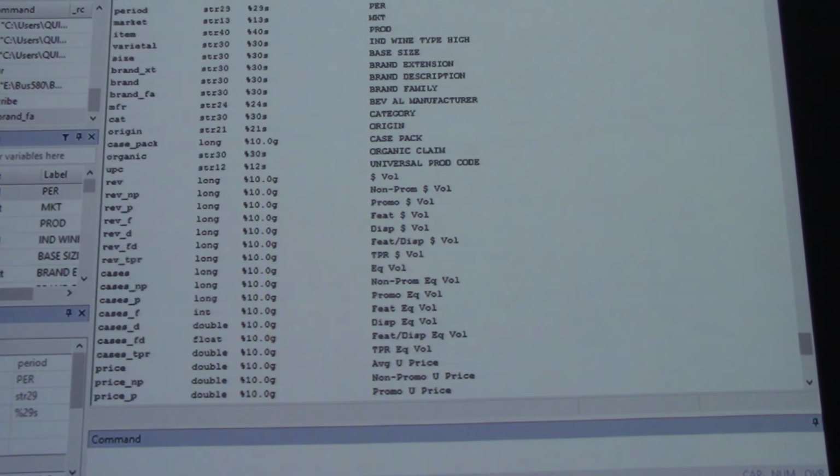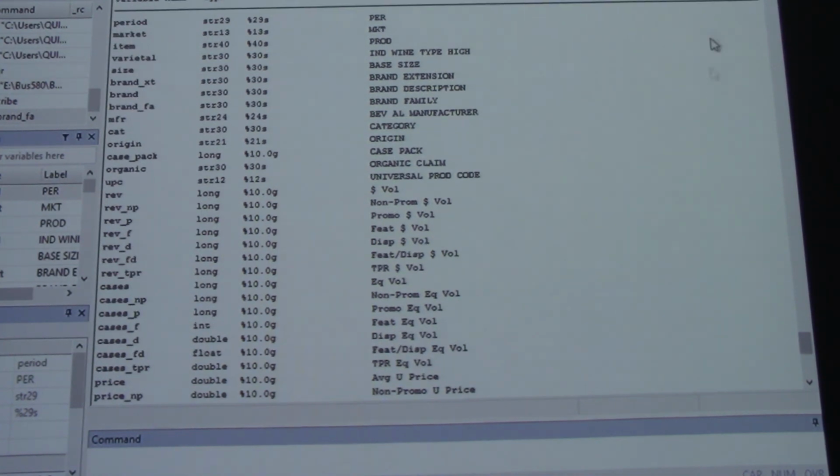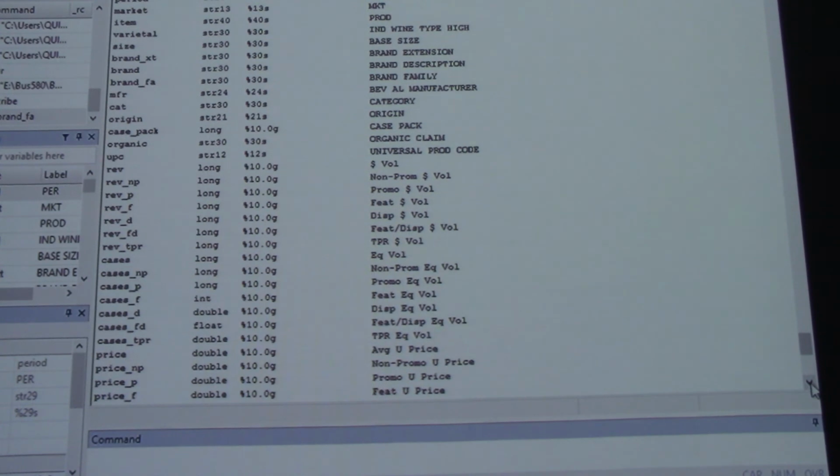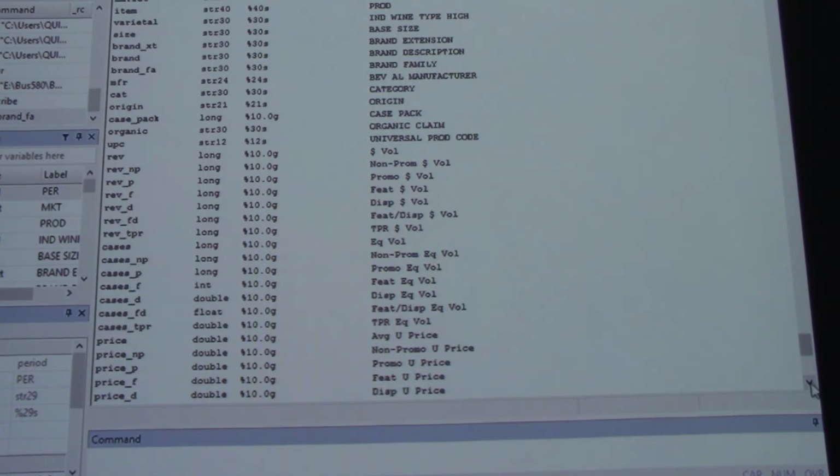So what is all this other stuff? A lot of it we don't need. But a lot of this is really cool stuff. So brand family is the overall owner of all the individual brands. NP stands for non-promoted. The P stands for promoted. And then the individual F stands for feature. D stands for display. F and D stands for feature and display. And then TPR stands for temporary price reductions.